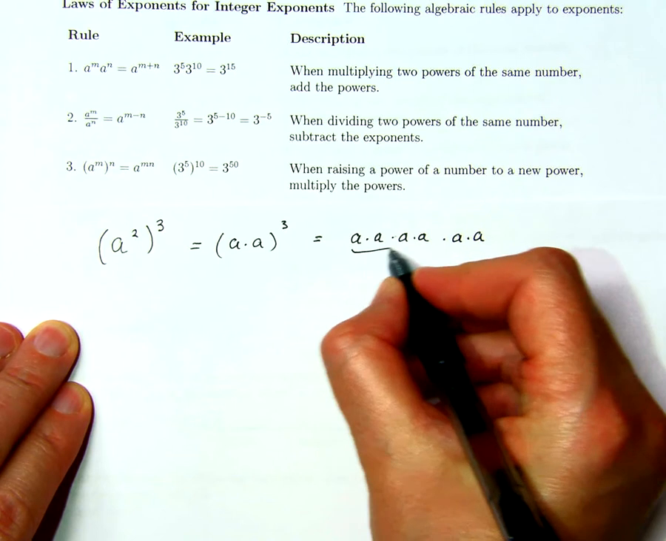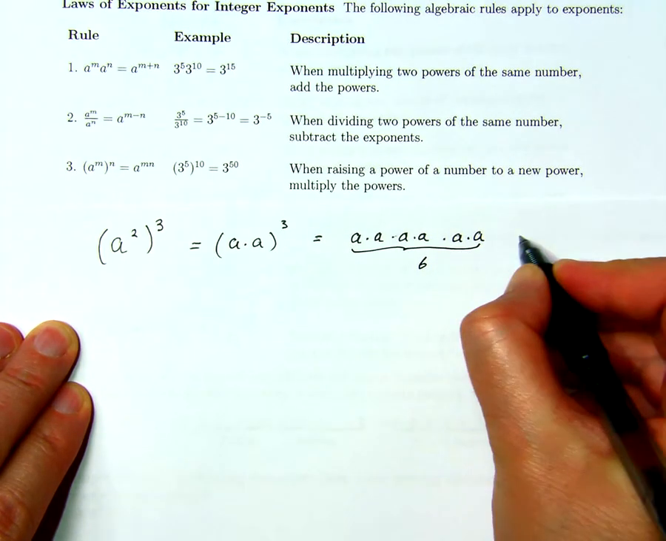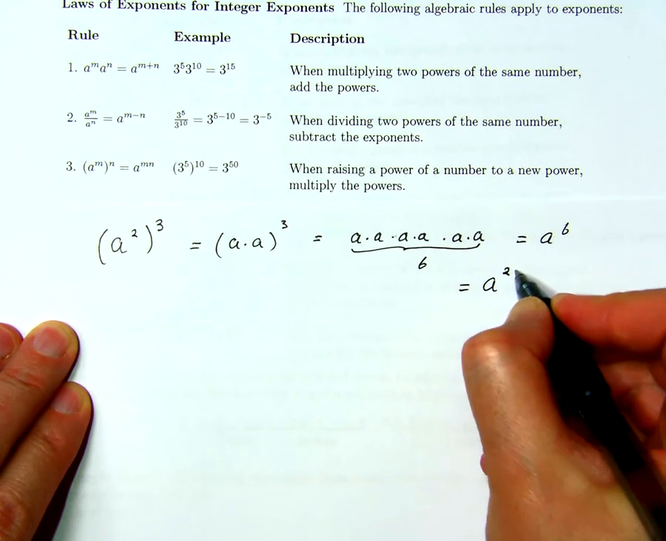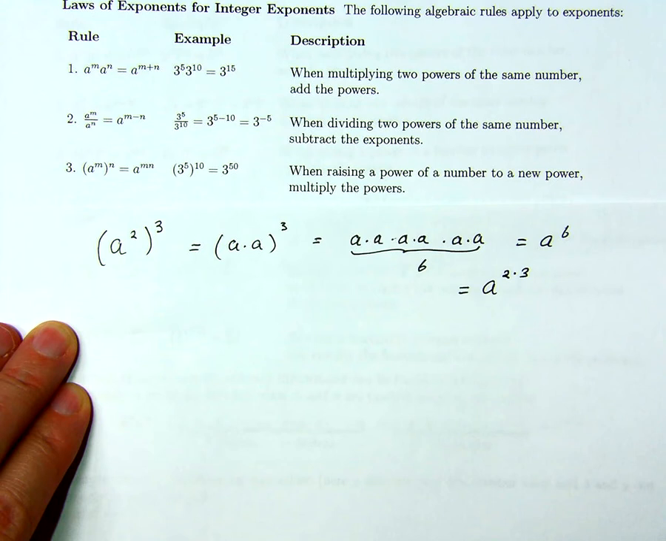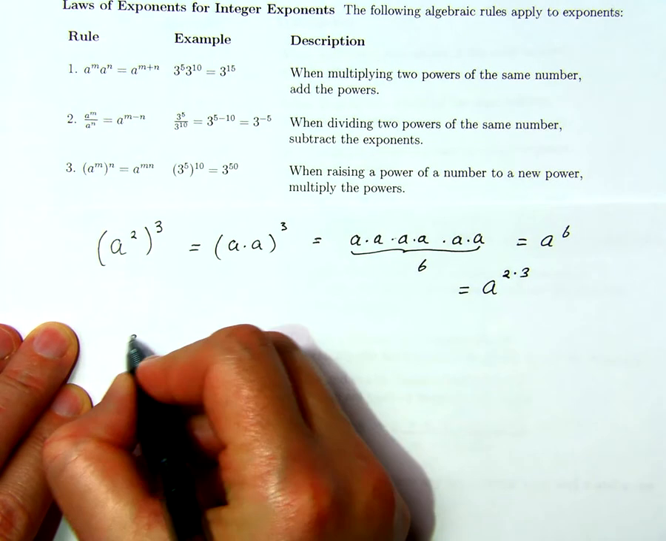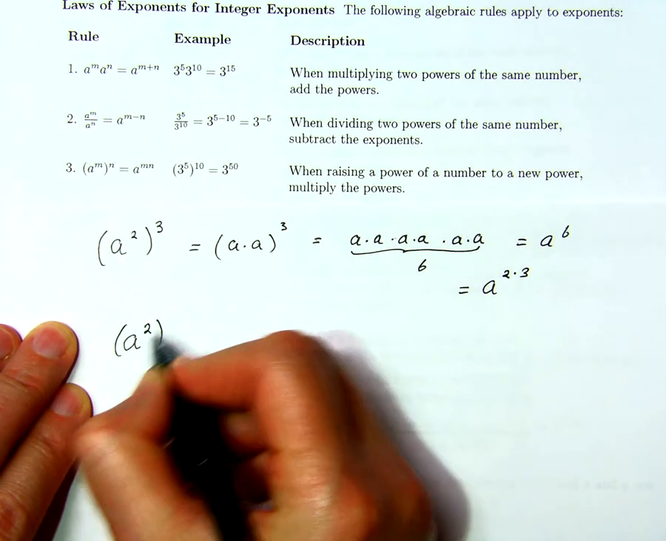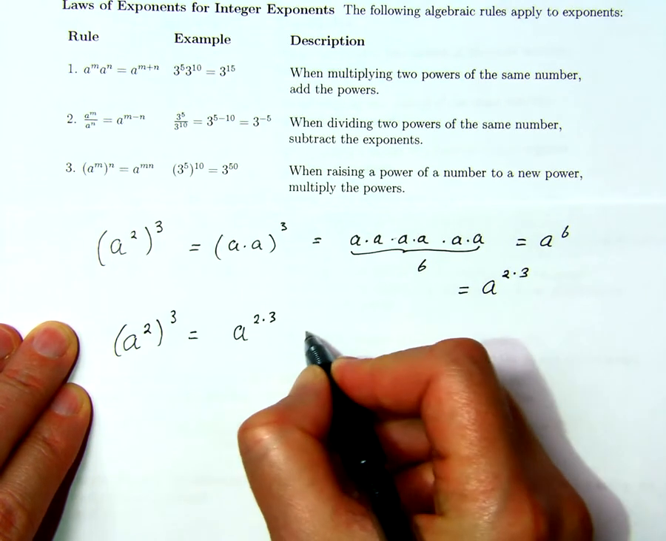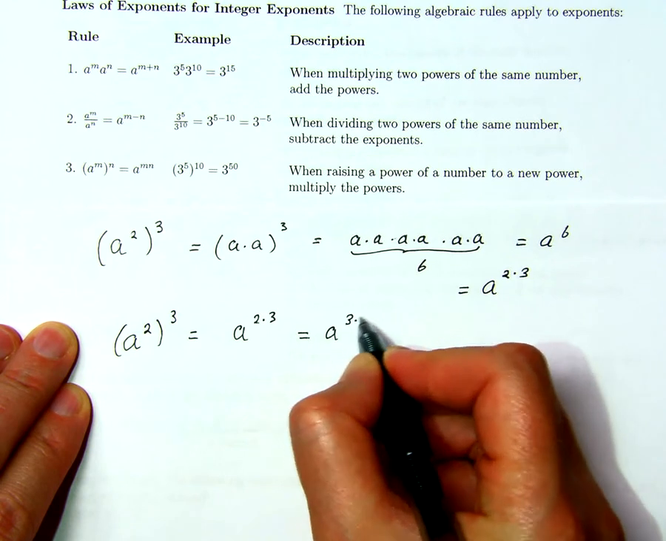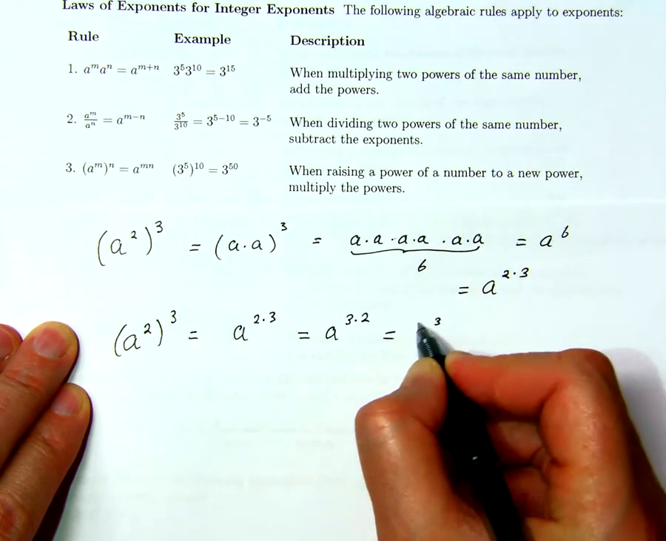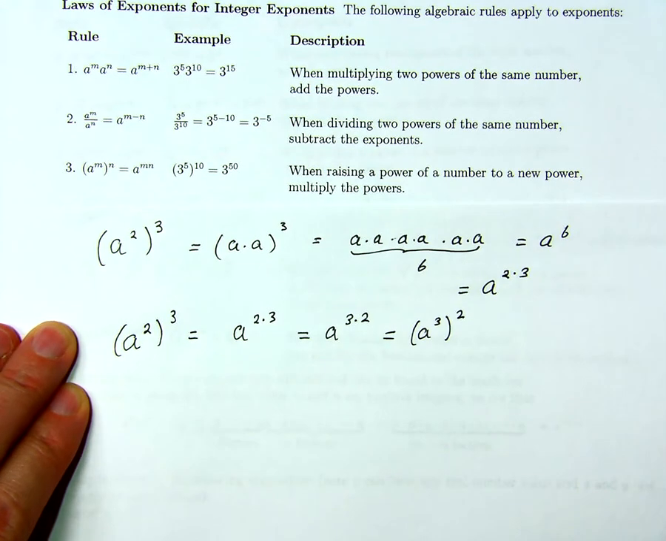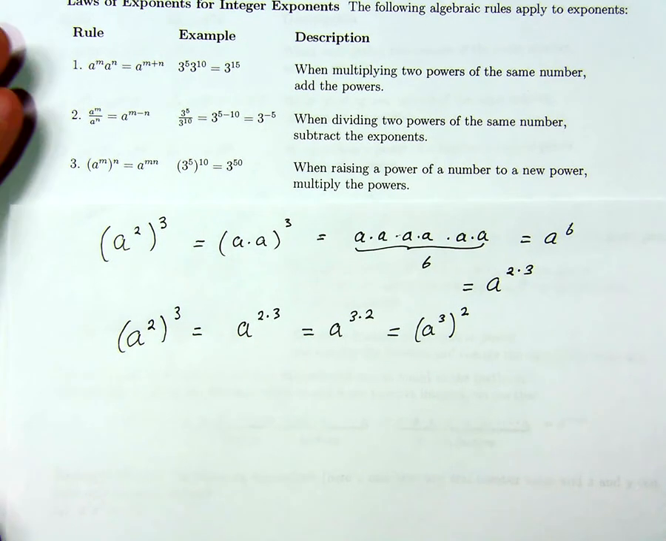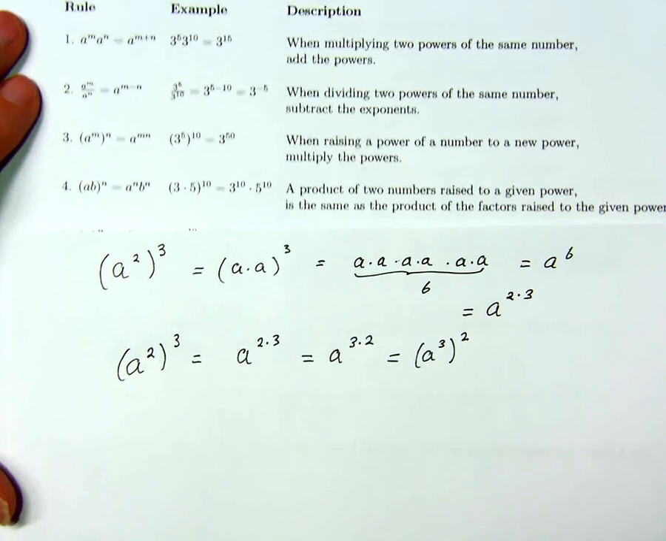But now that's the same as a to the 6, which is indeed a to the 2 times 3, or 3 times 2. Notice that a to the 2 to the power of 3 is equal to a to the 2 times 3, which is a to the 3 times 2, which is a cubed squared. So we can actually switch the roles of the powers here, and that's often handy in calculations.